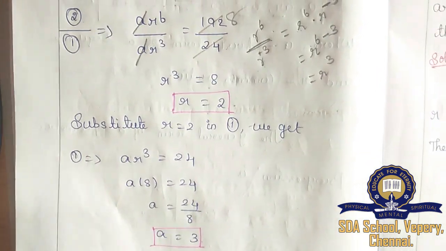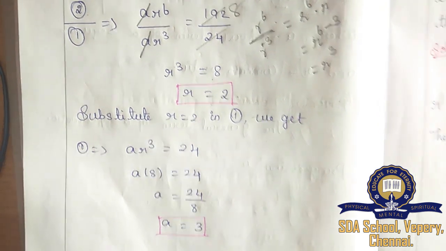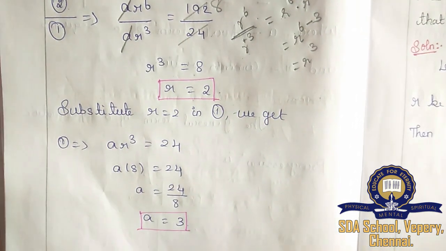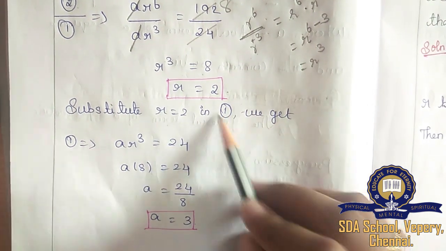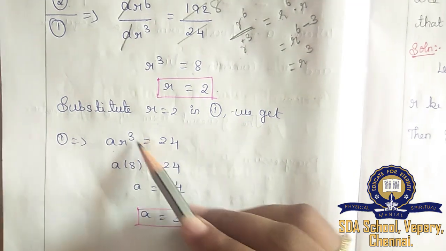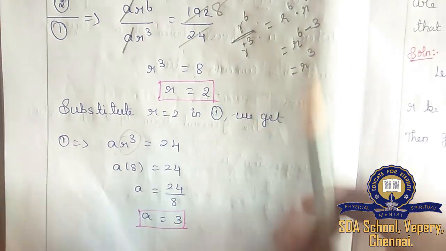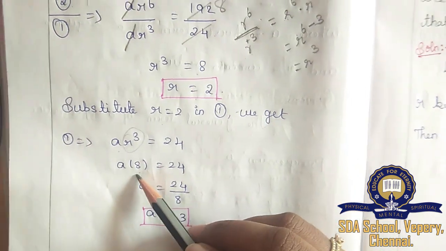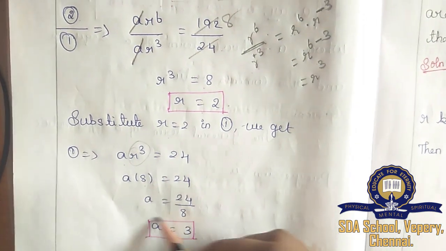So simply I just want to find a value, then only I can substitute in the general form. So how to find a? Simple. You can substitute the value of r in any of the two equations. Here I am substituting the r value in equation 1 so that I can get a value, right? So the first equation is a r cube is equal to 24. In place of r, I am just going to substitute the r value. So r is nothing but 2. So r cube, 2 cube is nothing but 8. So if you find it, a value will be 3.